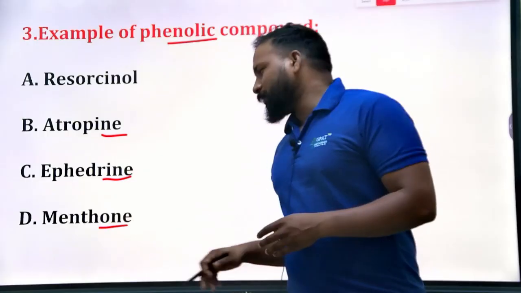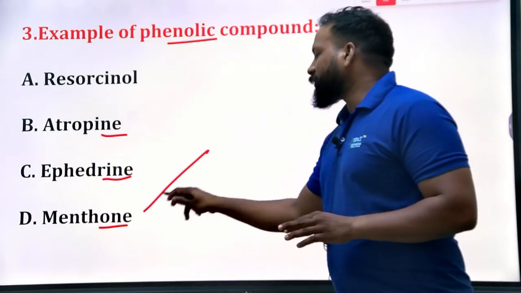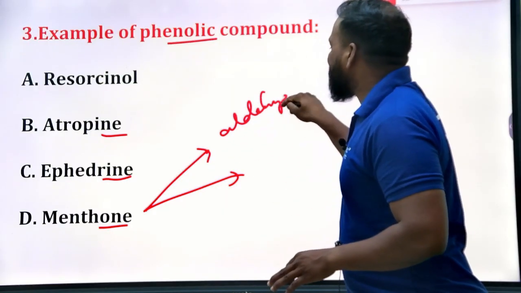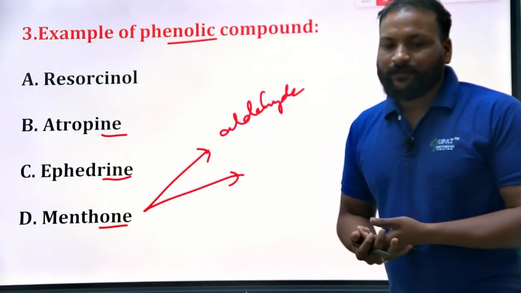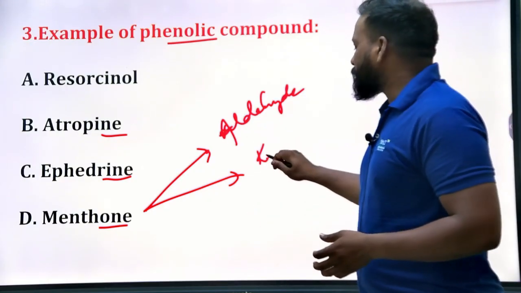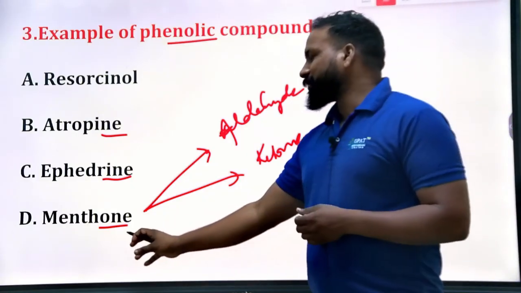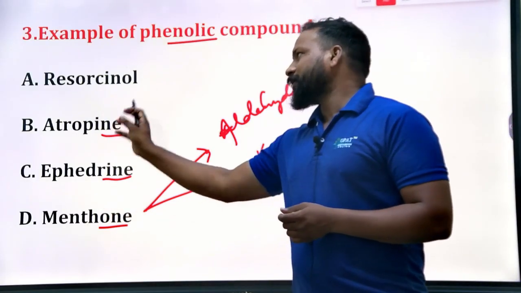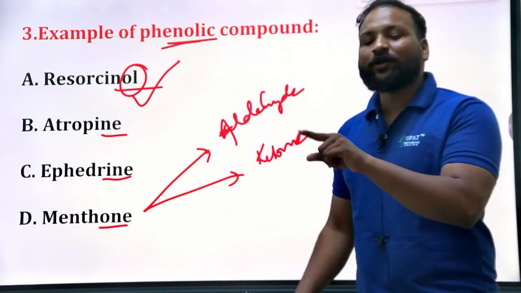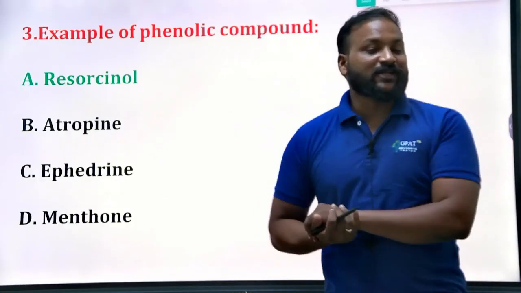The suffix -one stands for maybe a volatile oil, because volatile oils exist in two forms. One is the aldehyde form, for example cinnamaldehyde, which is also a volatile oil. The next is the ketone form, for example menthone, which is also a volatile oil. So it is a volatile compound. The other is an alkaloid, undoubtedly. Resorcinol, -ol stands for phenol. So option A is the right answer, resorcinol.